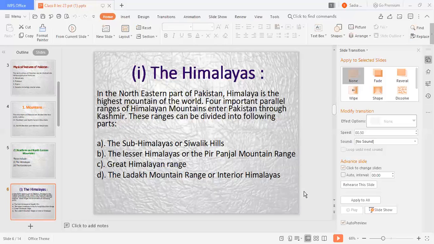Okay, is this clear? You can see that there are four parallel mountain ranges, and these are the sub Himalayas or Shivalik hills, the lesser Himalayas or Pir Panjal mountain range, the great Himalayan range, and the Ladakh mountain range or the interior Himalayas.